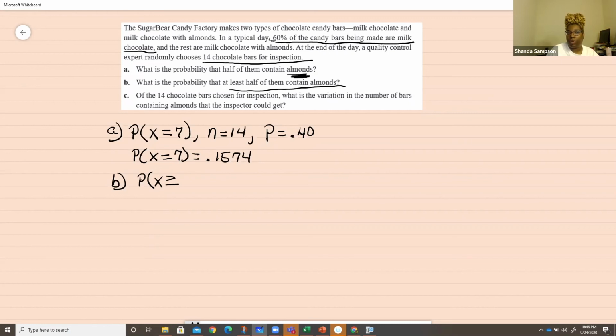So at least half, and we know half of the chocolate bars was 7. We still have 14 chocolate bars, and now we need the probability of which one. Again, they're talking about the almond bars, so we need 0.4, 7 and up. But we have to look here.